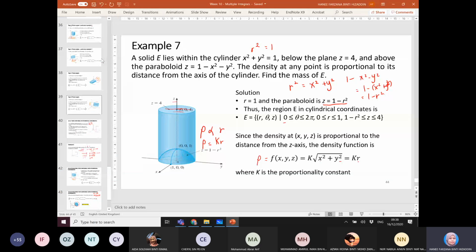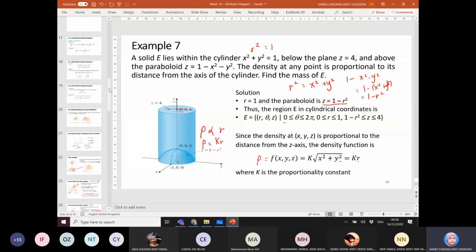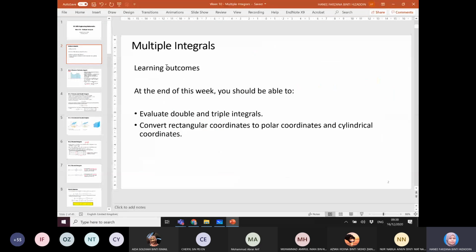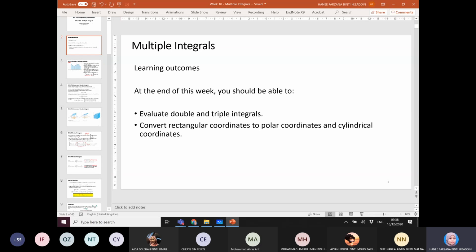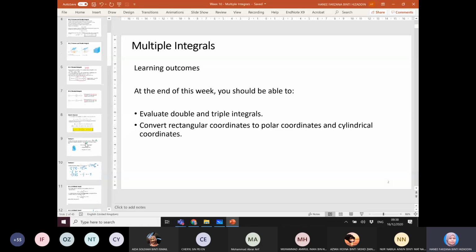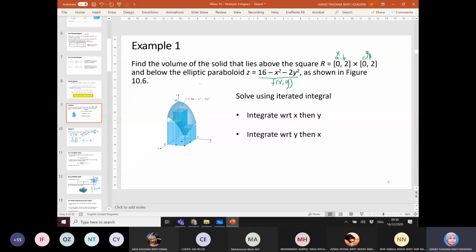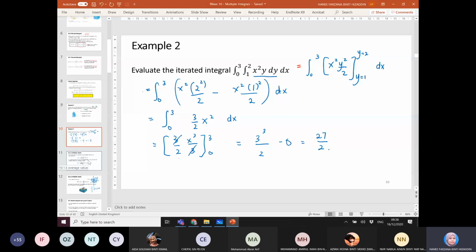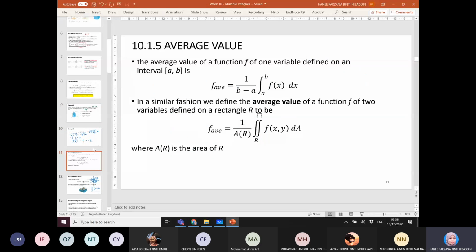So I just recap. From the learning outcomes, you should be able to do this. So do you think you can do this? Evaluate double and triple integrals and convert the rectangular coordinates to polar and cylindrical coordinates.